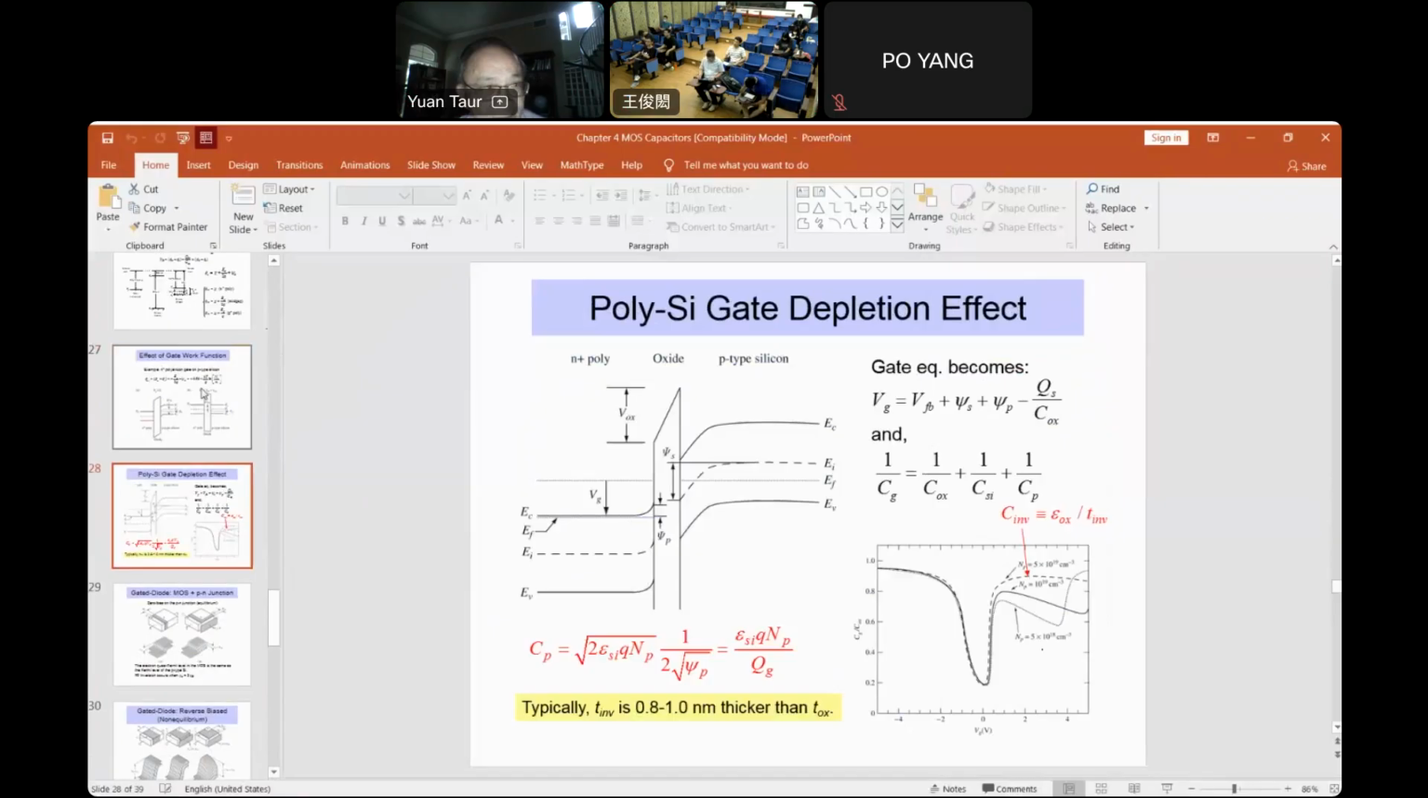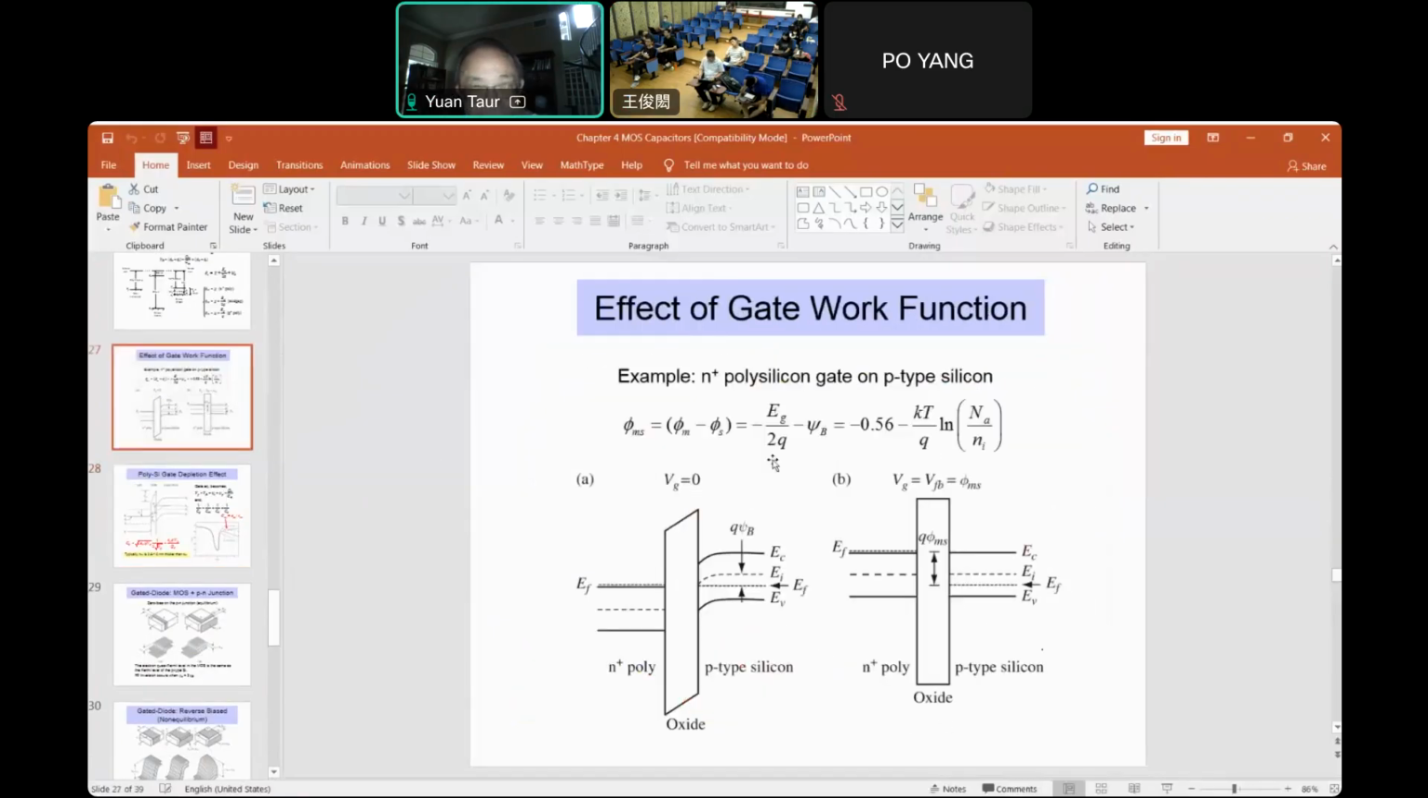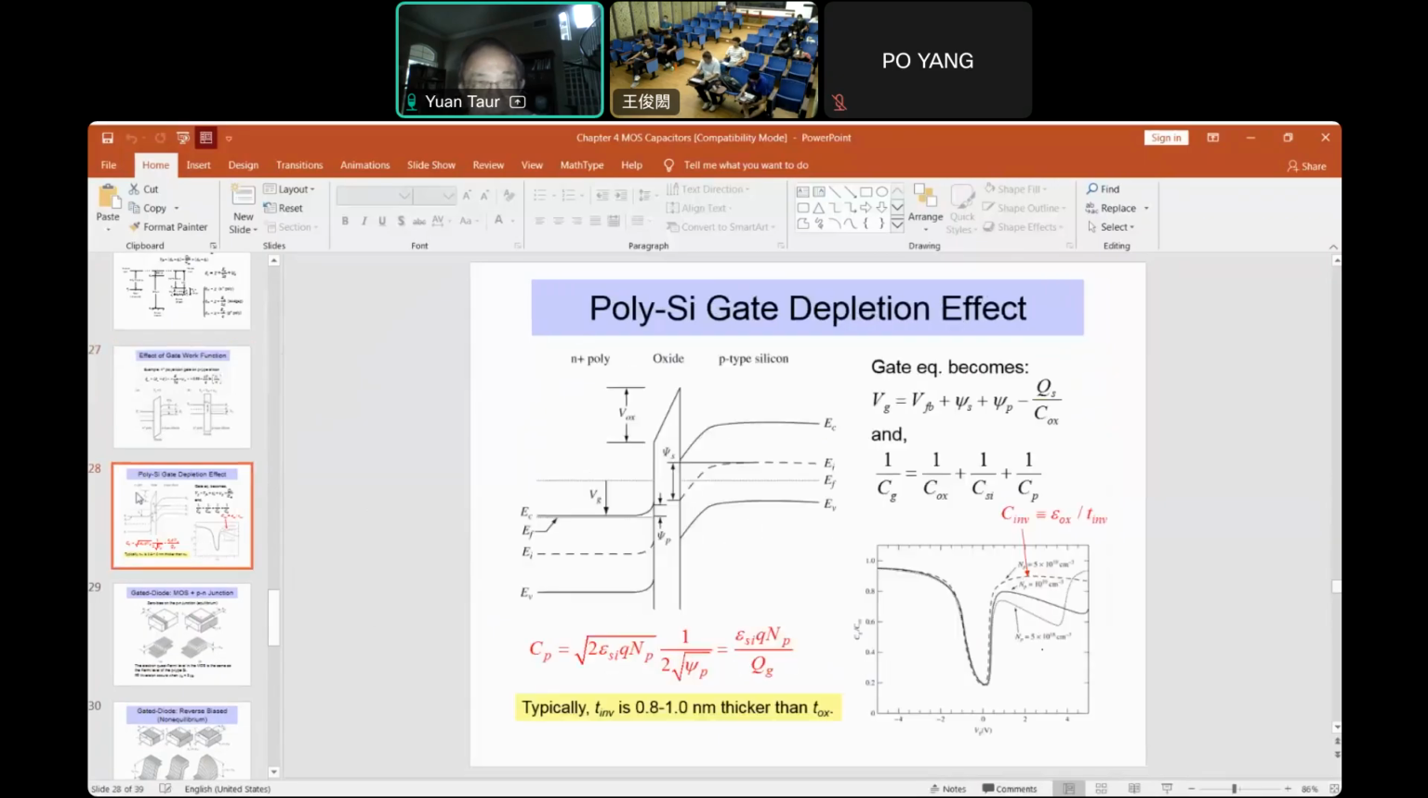Oh, one more thing to talk about. With N plus silicon, even at 0 gate voltage, this is a band diagram shown here, the p-type silicon is already depleted. That's why the threshold voltage is so low. You only have to go from here to the 2 psi B condition. Now, the reason that the polysilicon gate is no longer used is partly because of this problem, the polysilicon gate depletion effect.